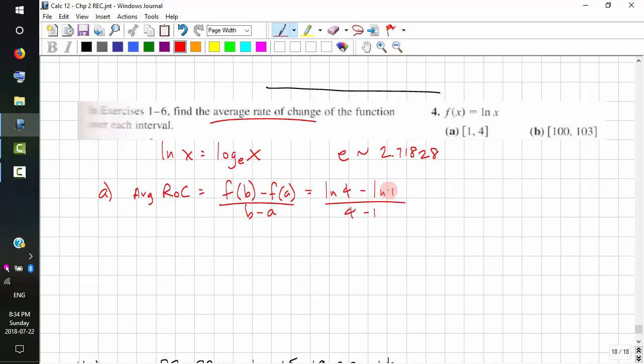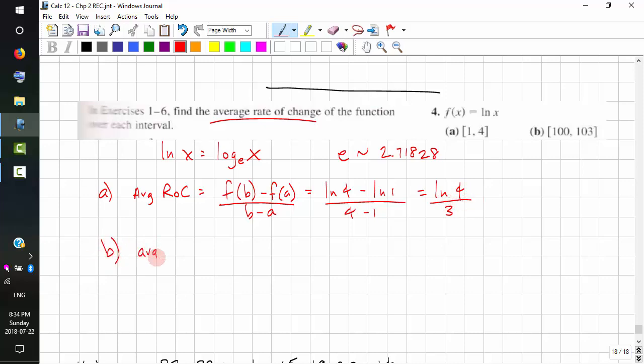Okay, ln 1 is just 0. Or you could look at it as ln 4 divided by 1. That's going to be 4. So we just have ln 4 over 3. Leave your answer as exact whenever possible. Only approximate when asked to.